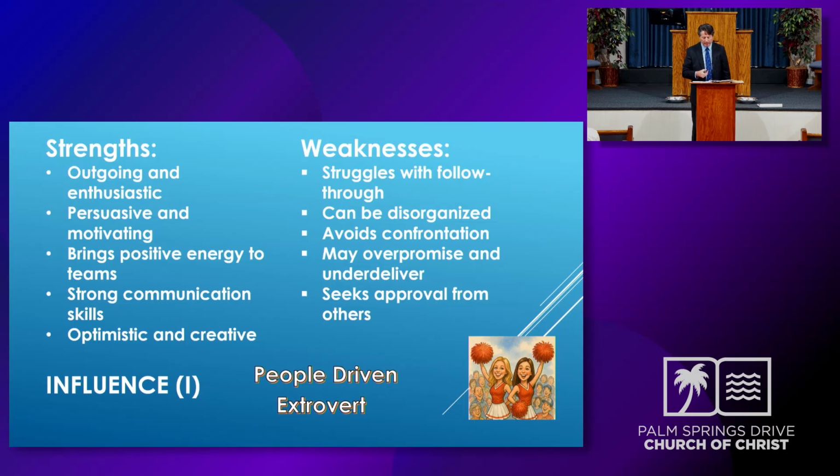The strengths of the influencer: outgoing, enthusiastic, they're persuasive, and they're motivating. They bring positive energy to teams. They have strong communication skills. They're often optimistic and creative. And they can drive D's totally crazy. Their weaknesses: they struggle with following through. Because, hey, there's another party to plan, there's something else to go do, and they have a hard time doing this. They can be disorganized. They can avoid confrontation. They may overpromise and underdeliver, and they seek approval from others.